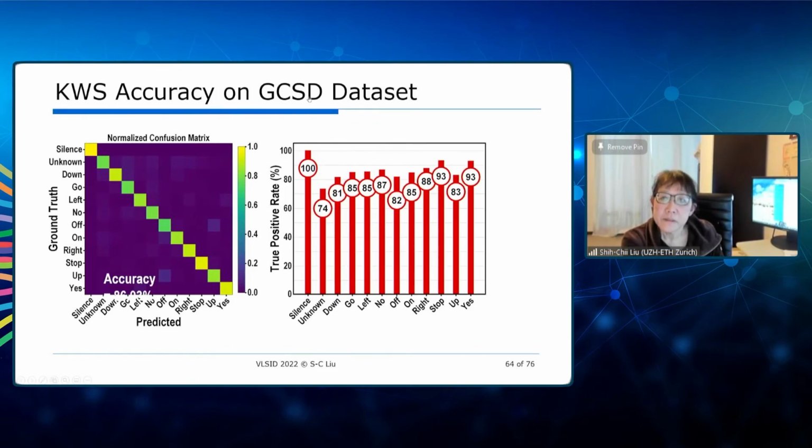For this Google speech command data set, there are 10 keywords plus 2 unknown words. Here you see the confusion matrix for the ground truth versus the predicted word from the network. We also plotted the positive rate of the different keywords. Certain keywords are much easier to recognize, like yes and stop. Let's see now what's not so good: off is not so easy.